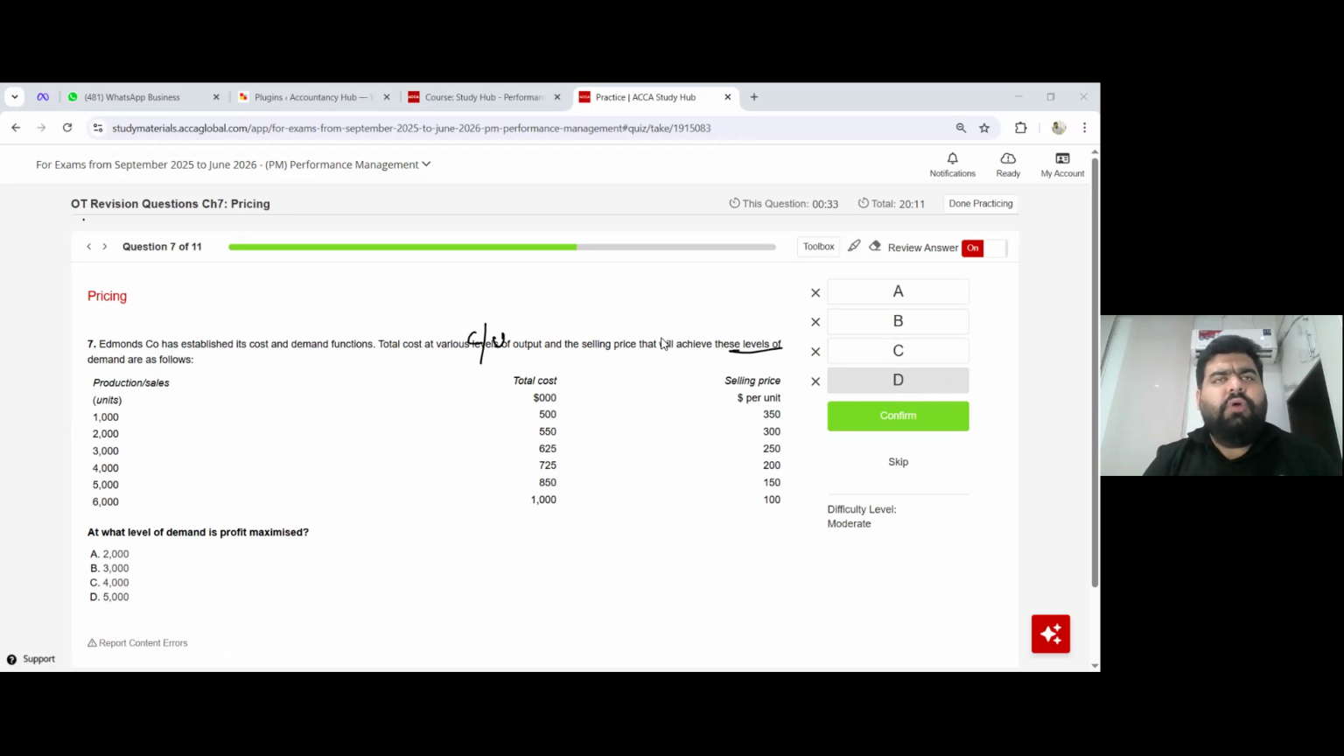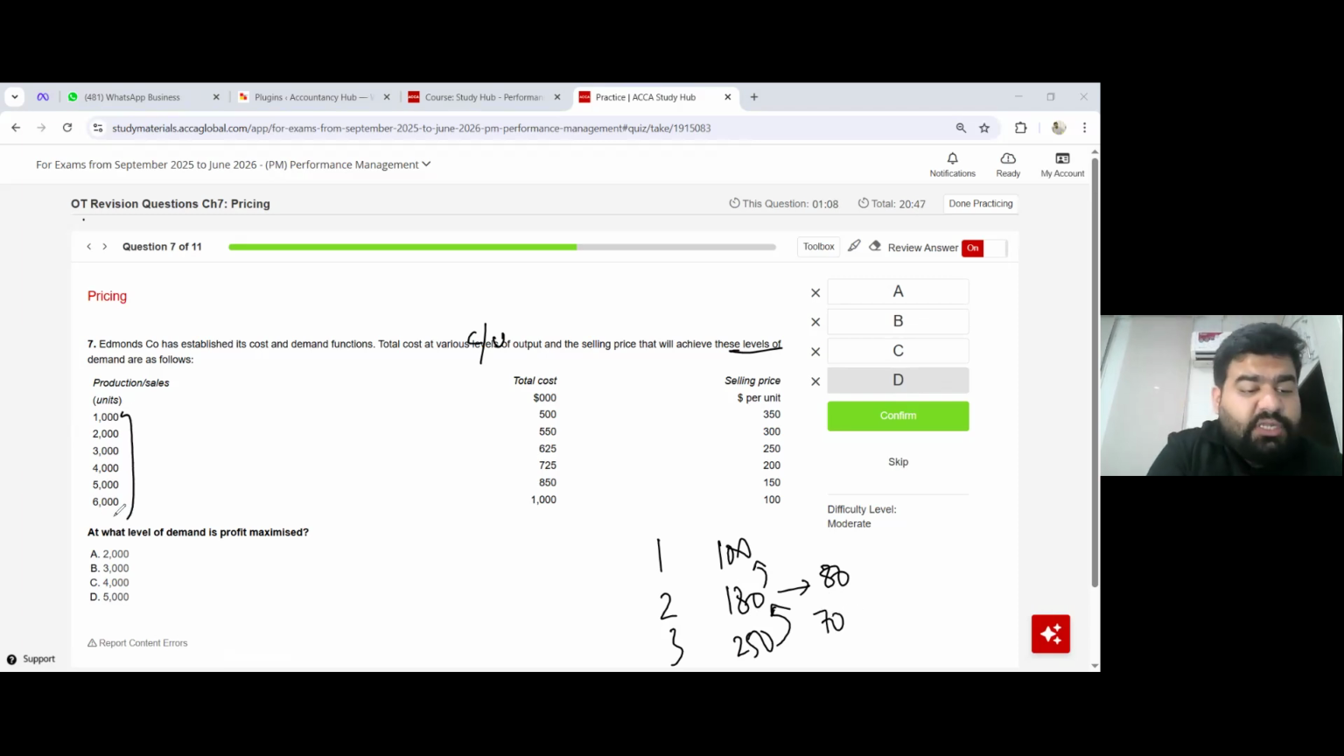When you increase the units by one, the change in cost will be the marginal cost. For example, if it's given one unit, two units, three units, and the cost is 100, 180, 250, then marginal cost here will be 180 minus 100, which is 80, and 250 minus 180, which will be 70. This is the marginal cost.